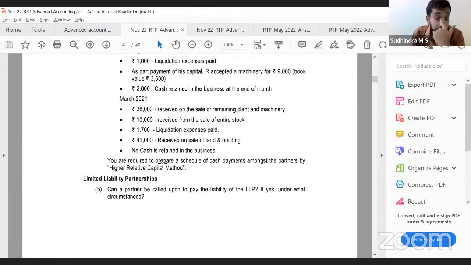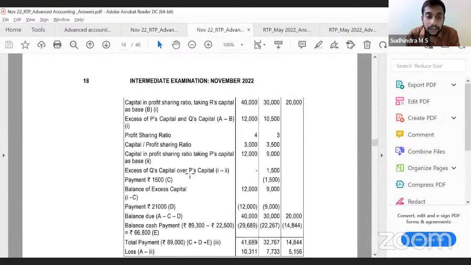Next is LLP. Can a partner be called upon to pay the liability of the LLP? No, it is limited liability. But if the partner is involved in fraud, if there is a fraud and he is the person who is involved, then he will have unlimited liability. If yes, under what circumstances? Basically talking about that unlimited liability scenario, fraud.